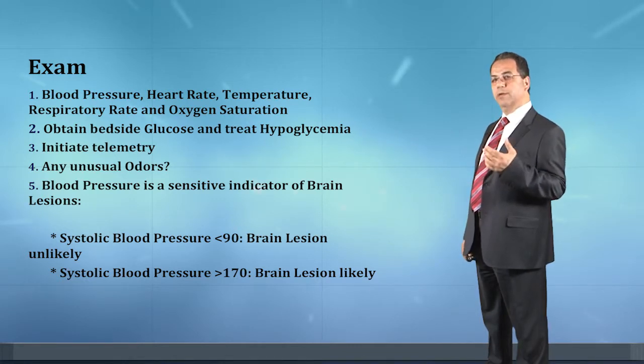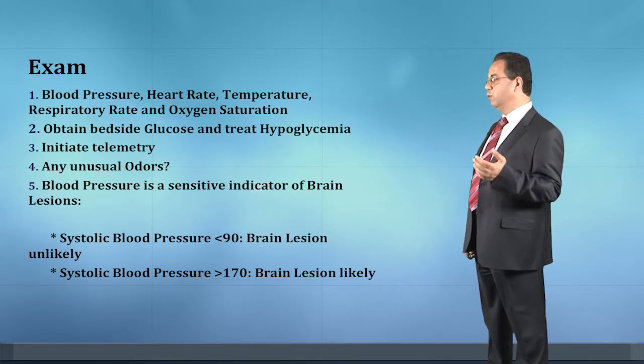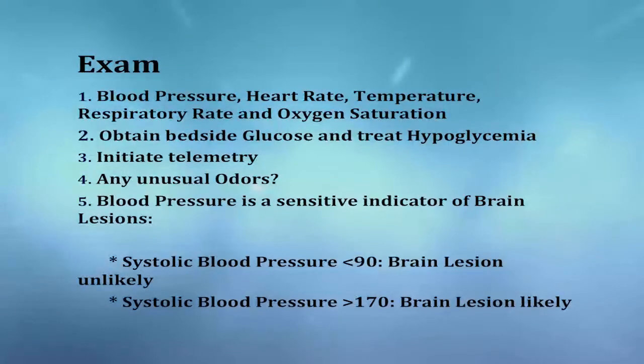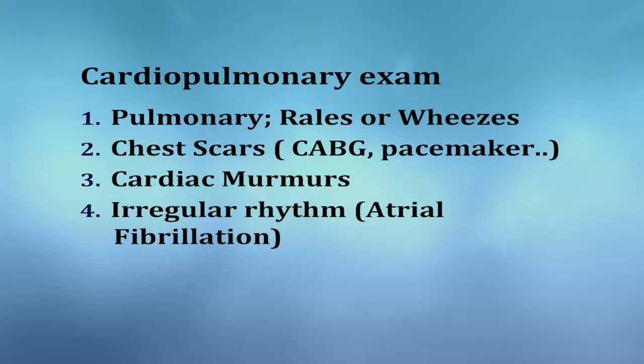From this point, the blood pressure could direct you towards neurologic versus non-neurological etiologies. For example, if the blood pressure is less than 90, it's unlikely that this is a CNS or a brain lesion, and we need to look into metabolic and medical etiologies. While with a systolic blood pressure above 170, you are most likely dealing with a brain lesion, such as intracerebral hemorrhage or a stroke.